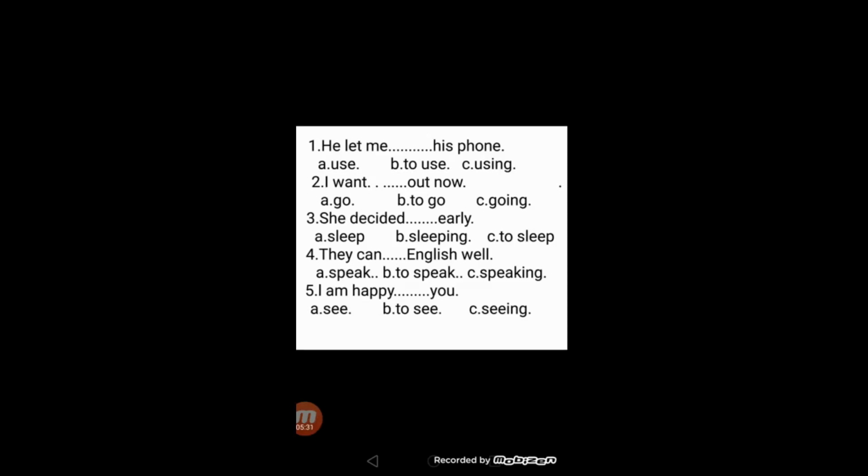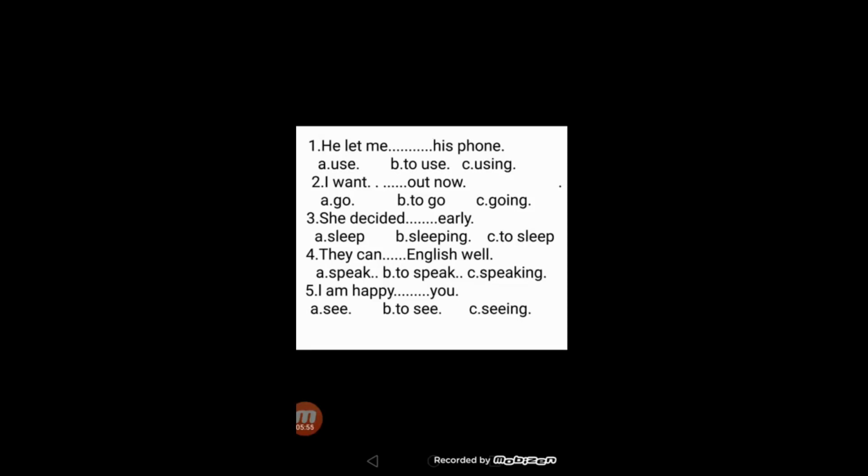Number 3, she decided blank early. A, sleep. B, sleeping. C, to sleep. Decided is followed by full infinitive. So the right answer is number C, to sleep. She decided to sleep early.